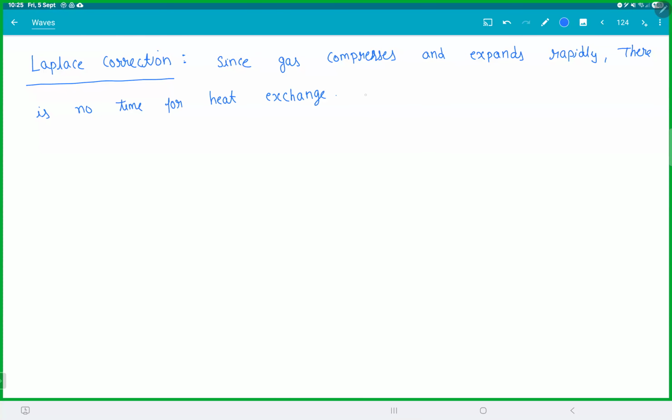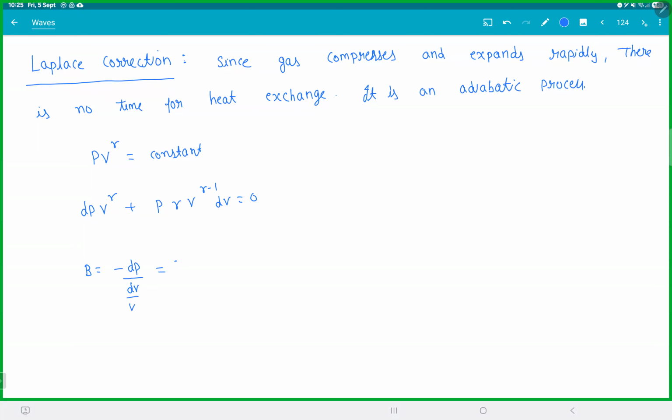So it's an adiabatic process. So then we can write PV^γ is equal to constant. Differentiate on both sides. dP V^γ + P γ V^(γ-1) dV = 0. Bulk modulus, which is -dP by dV by V, is equal to γP.